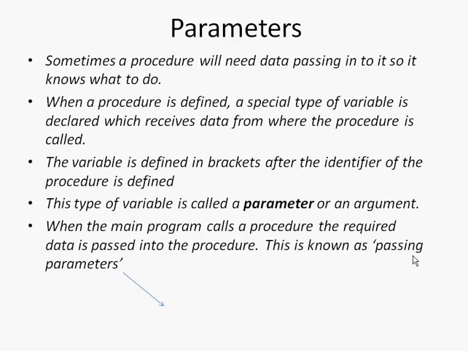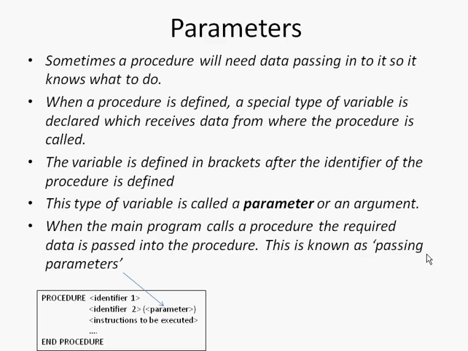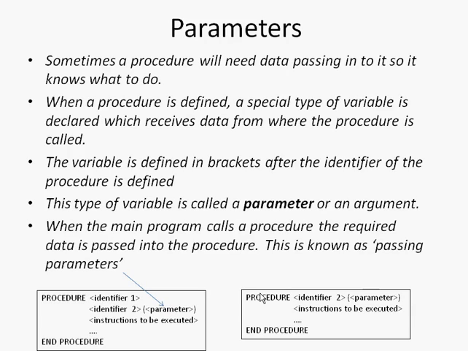When the main program calls a procedure, the required data is passed into the procedure, and this is known as passing parameters. So, here we've got our main program called identifier 1. It is calling a procedure called identifier 2, but then in brackets afterwards it's going to pass in some data, whatever that may be. So control passes to the other procedure, which receives the parameter from the first procedure and then uses it in its instructions to be executed. Then of course when this procedure ends, control returns over to here and the main program can continue.